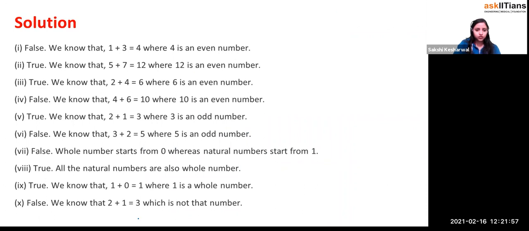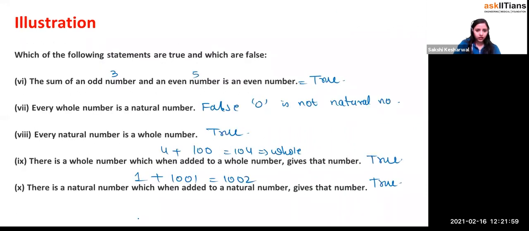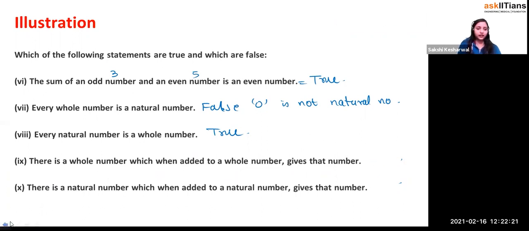2 plus 1 is 3, is not that number. 10, there is a natural number. When we add to the natural number, gives a, oh my goodness, gives that number. Oh, okay. Okay. I read the question wrong. My bad. Gives that number. Okay, my bad. Okay, I explain you. I read the question wrong. Okay, I was in hurry. I read the question wrong.